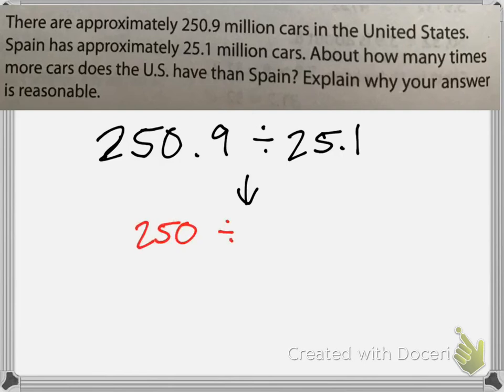And what about the next one? I round the next one to 25. And what did you get as your answer, Oslin? 10. Yes! 10 is our answer. These are really good numbers. We're thinking about easy ways. So approximately, the United States has approximately 10 times as many cars as Spain.